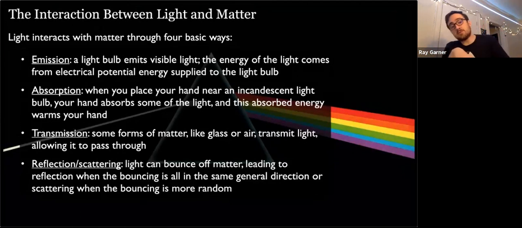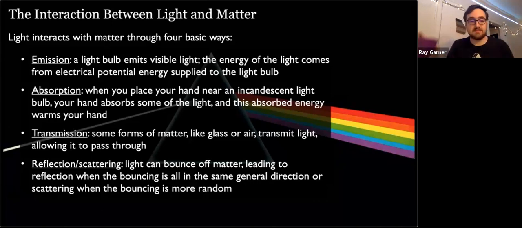Transmission, for some forms of matter like glass or air, they'll allow the transmission of light, allowing it to pass through. So windows made of glass allow light from outside or inside at night to pass through. And then reflection and scattering. So light can bounce off matter, leading to a reflection when the bouncing is in the same general direction, like on a mirror, or scattering when the bouncing is more random, as light would bounce off, say, my cup. It's not a perfectly reflective surface. It will scatter light.